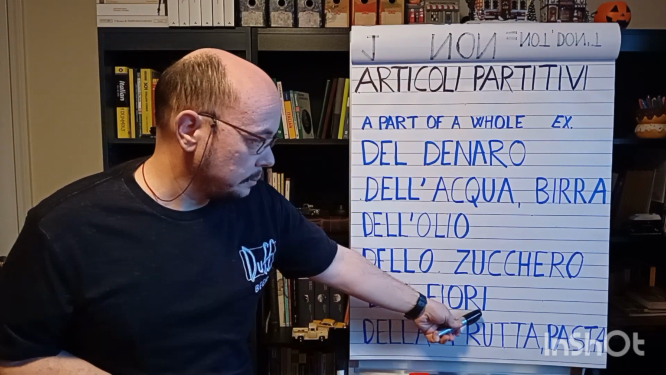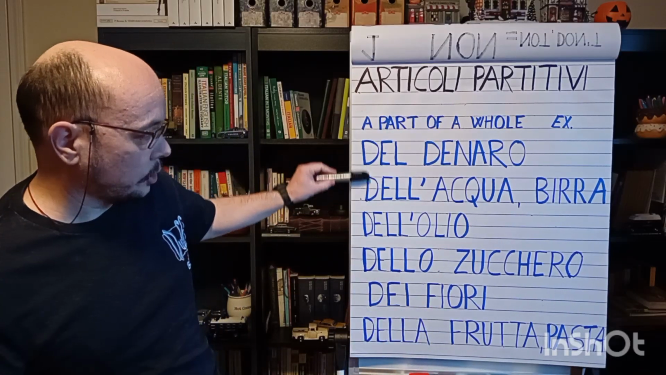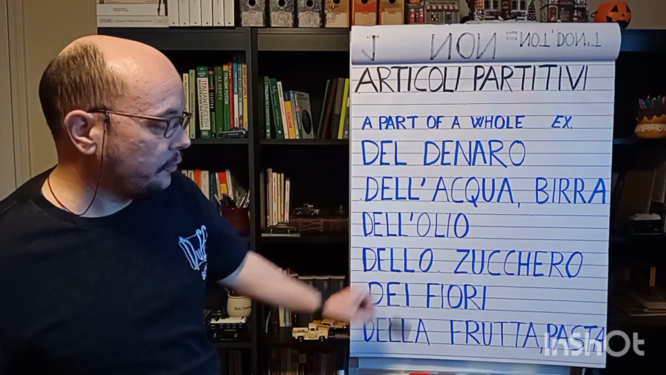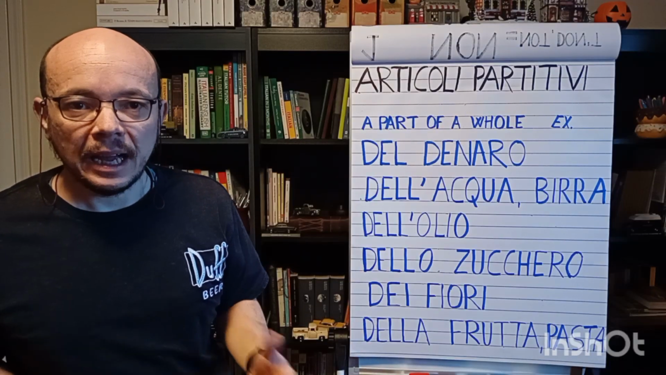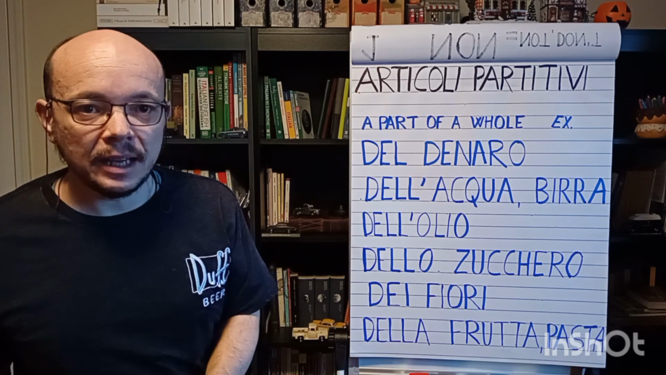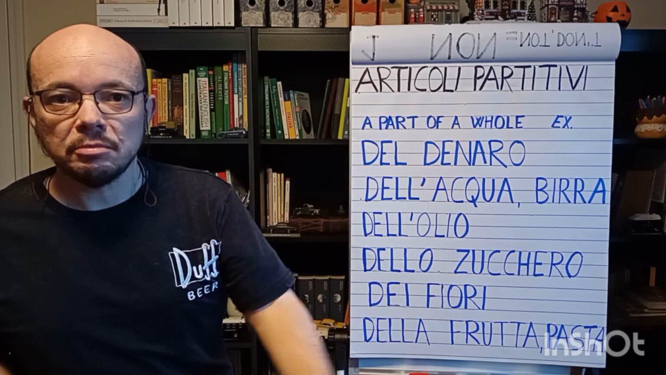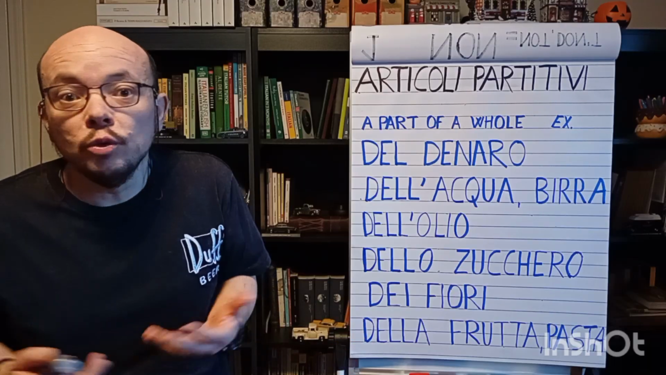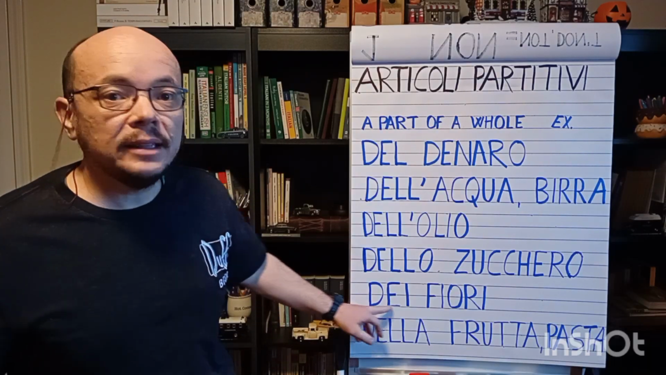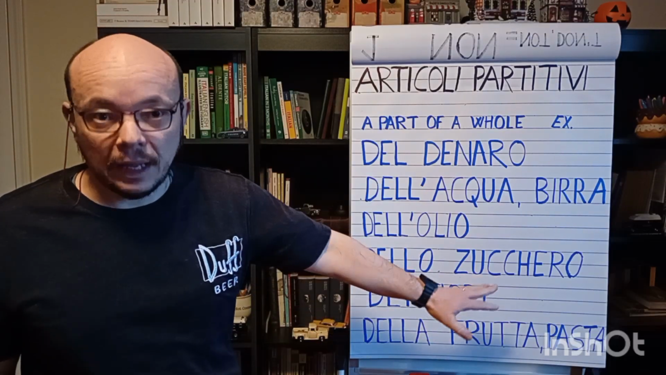Dei fiori. Dei fiori. These are all the determinative articles, okay? And plus one that is in the other page. Dei fiori means some flowers. A certain amount of flowers. How many? Maybe a dozen, half a dozen, 5, 6, we don't know. We don't say i fiori in this case because it's too general. We don't say un fiore because it's not singular, it's plural. So we say dei fiori, some flowers, a certain number of flowers.